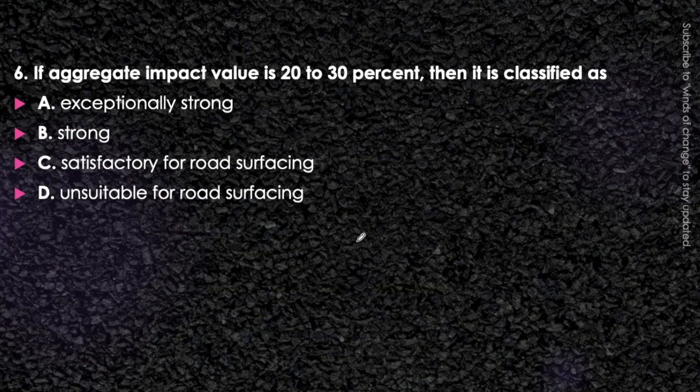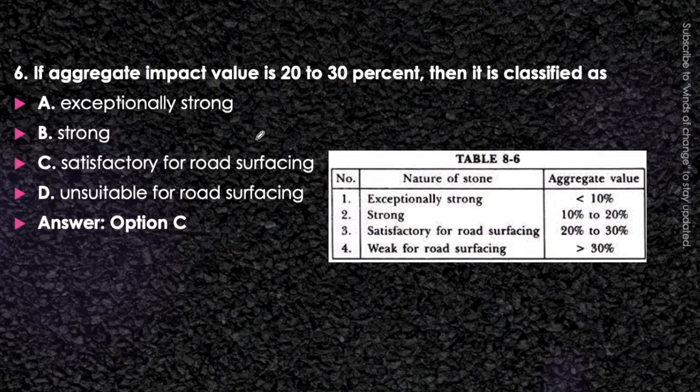Next question. If aggregate impact value is 20 to 30%, then it is classified as exceptionally strong, or strong, or satisfactory for road surfacing, or unsuitable for road surfacing. Just think about it. Aggregate impact value of 20 to 30%. This is a high value of AIV. So classification will be, do you know about it? Okay, it will be satisfactory for road surfacing. 20 to 30% will be only satisfactory for road surfacing, and we should memorize it. It is very important to memorize.